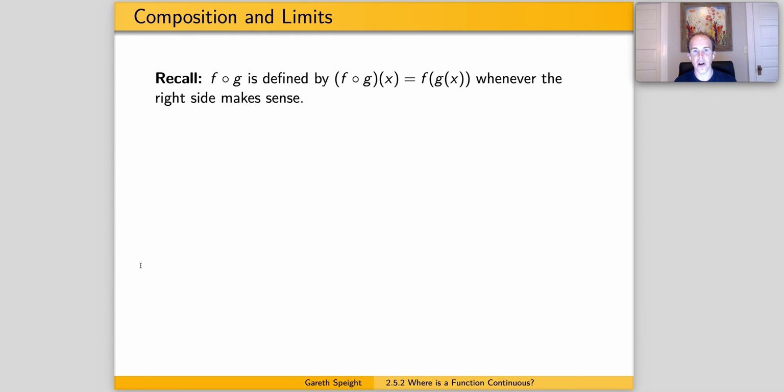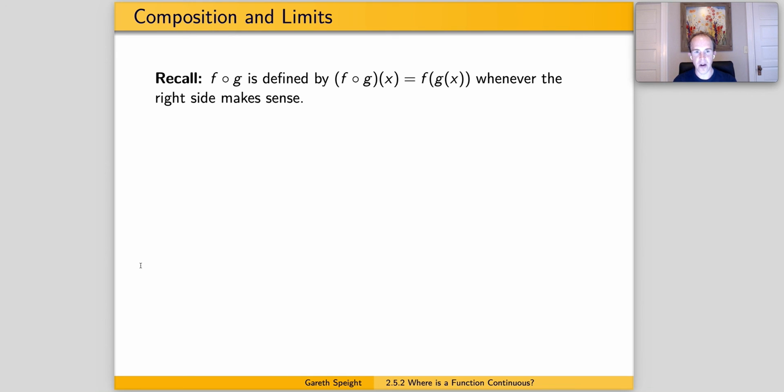Okay, so now moving on to composition. So remember the composition of two functions is this thing, f composition g at x. It's defined by f of g of x. So first x gets mapped to g of x, and then that gets mapped to f of g of x, provided the right side makes sense.